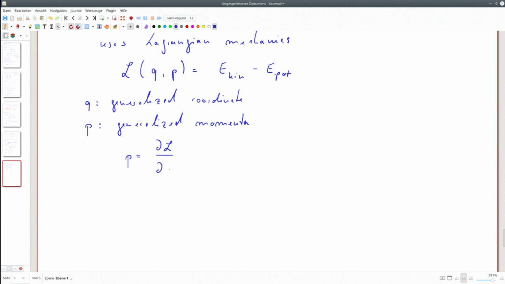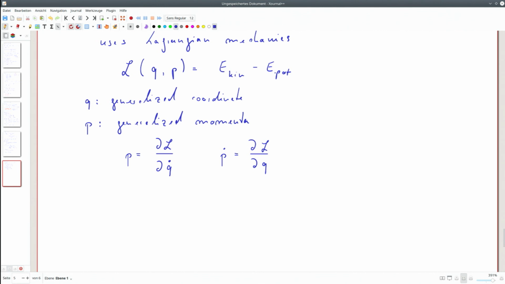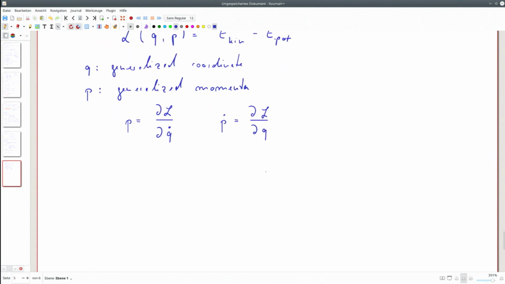The momentum is obtained from the Lagrangian by taking the derivative with respect to the time derivative of the coordinate q, dL over dq dot. This is more the equation relating p and q. And then you get the equation of motion, which is dL/dq minus d/dt dL/dq dot equals 0. It's called the Euler-Lagrange equation.